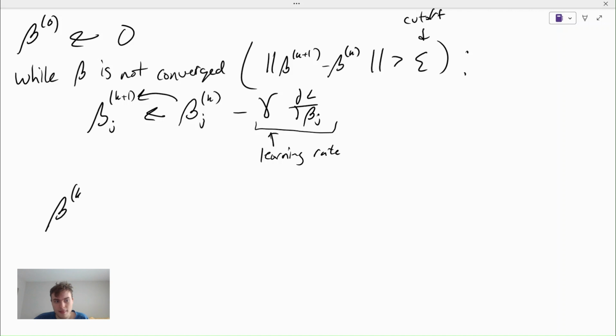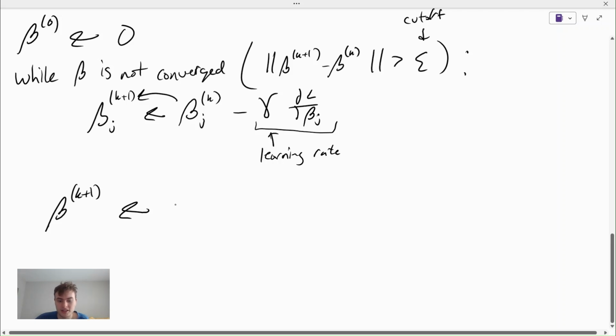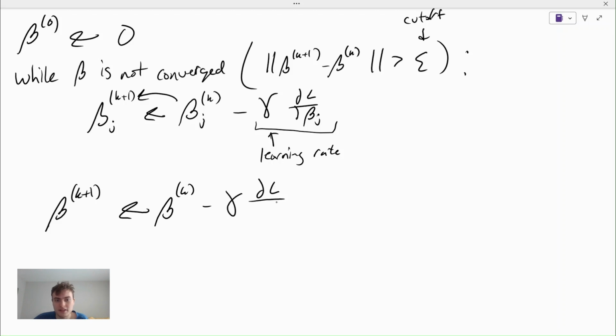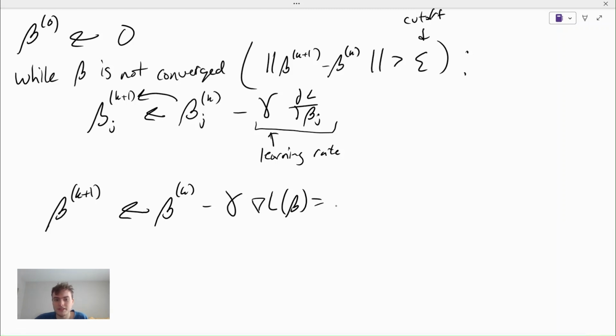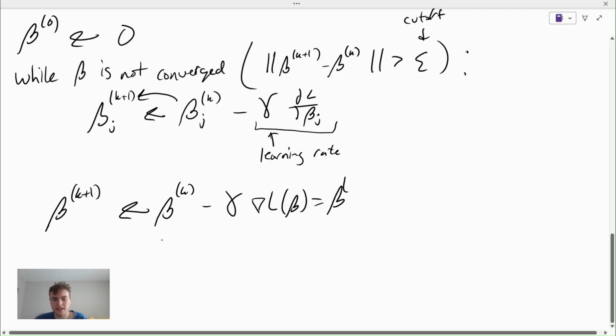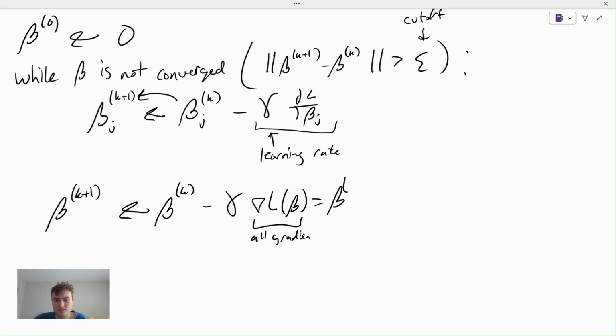And then beta k plus 1, writing this back into vector form, so this beta represents all the beta j's, is going to be beta k minus gamma dL d beta. So that represents all the betas. Or we could even write it in this form since that's a little easier to see how that's a vector. And then we want to substitute in what this vector is for linear regression specifically. So this is for all gradient descent when we have the loss function L of beta.